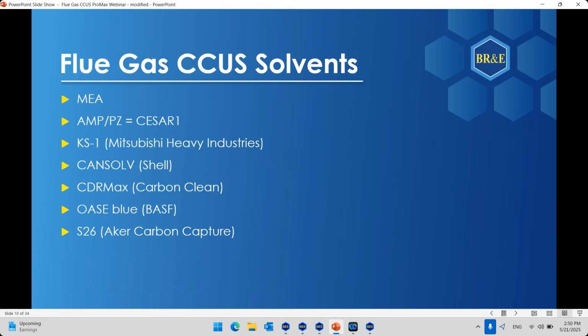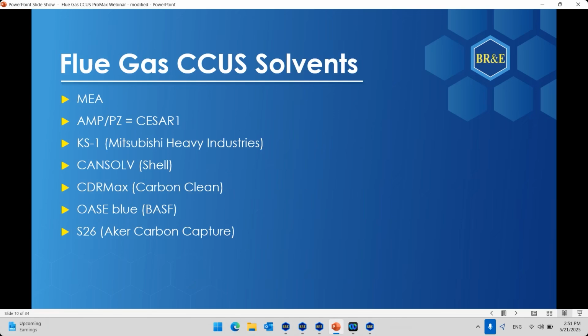So there are, I would say, commercially available solvents which have been mostly used, a primary amine, MEA. Now we do also see the AMP piperazine blends being quite used. But for the rest of the solvents, a lot of them are proprietary solvents. So I just mentioned a few here: KS1 from Mitsubishi Heavy Industry, Cansol from Shell, CDR Max from Carbon Clean, OASE blue from BASF, S26 from Aker Carbon Capture.